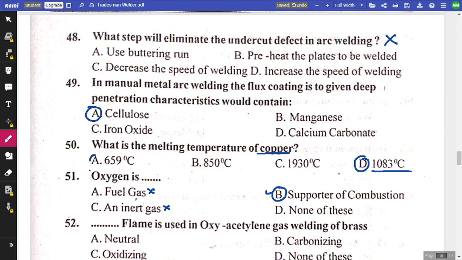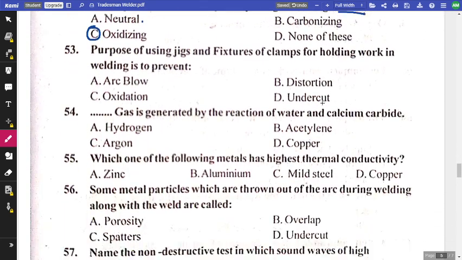Which flame is used in oxyacetylene gas welding of brass? Options: neutral, carburizing, oxidizing, and none of these. For brass, we will be using an oxidizing flame.